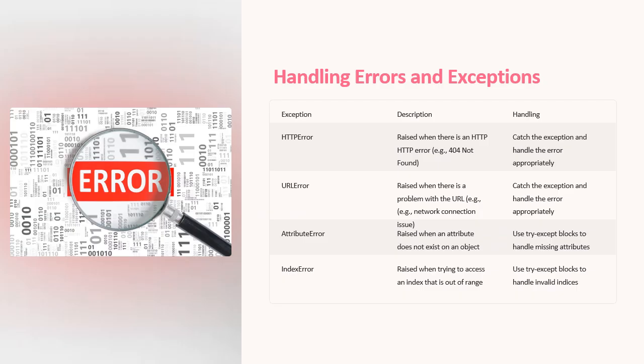Next is handling errors and exceptions. There are exceptions, description, and handling. HTTP error: raised when there is an HTTP error. Catch the exception and handle the error appropriately. URL error: raised when there is a problem with the URL. Catch the exception and handle the error appropriately. Attribute error: raised when an attribute does not exist on an object. Use try except blocks to handle missing attributes. Index error: raised when trying to access an index that is out of range. Use try except blocks to handle invalid indices.